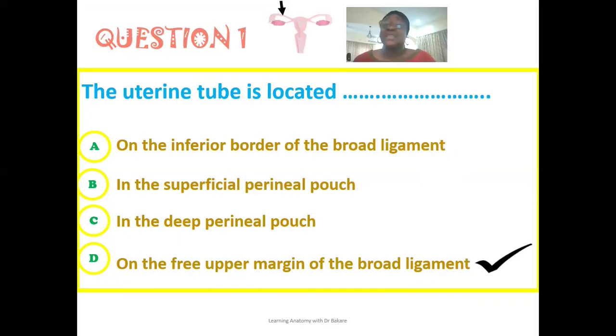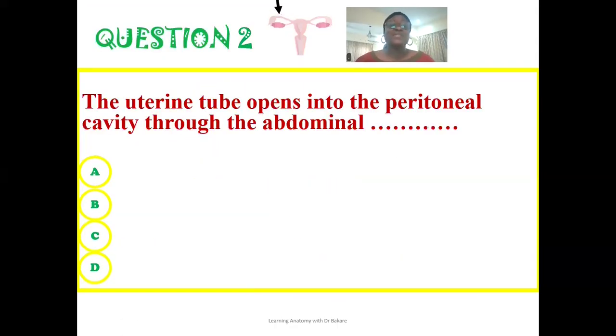We know that the broad ligament is seen to structurally hold the uterus, the ovary, and also the uterine tube in place. And we know that the uterine tube is located at the upper free margin of this broad ligament. Hence, this is the correct option here. So let's go to the second question, and this reads that the uterine tube opens into the peritoneal cavity through the abdominal dash. So what is the specific opening through which the uterine tube opens into the peritoneal cavity?